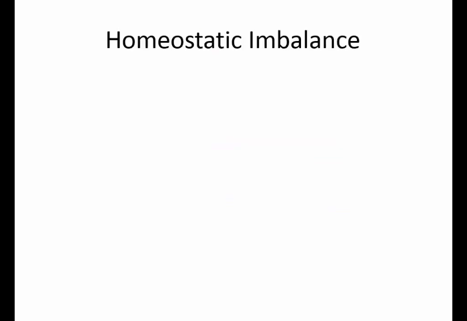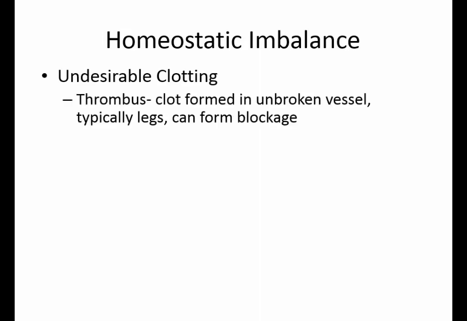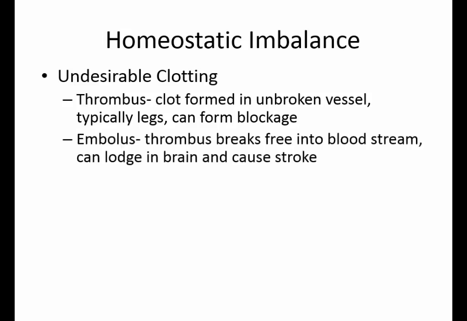We want to make sure that we get clotting only when we want to get clotting. Undesirable clotting occurs when we have a thrombus. This is a clot that forms in an unbroken vessel. It particularly occurs in the legs and as a result can block vessels that don't need to be blocked. If the thrombus breaks free, it becomes an embolus.